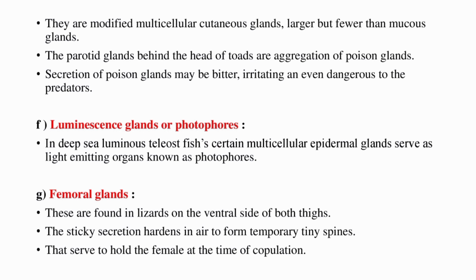They are modified multicellular cutaneous glands, larger but fewer than mucous glands. The parotid glands behind the head of toads are aggregations of poison glands. Secretion of poison glands may be bitter, irritating, and even dangerous to the predators.